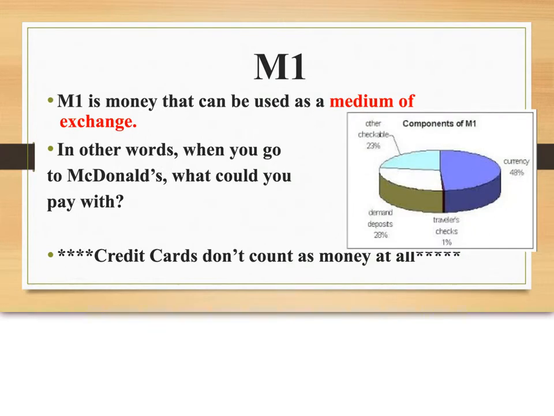So M1 is money that can be used as a medium of exchange. In other words, when you go to McDonald's, what could you pay with? And so when you think about what you could pay with, that's what M1 is. What can you pay with right now that you don't have to exchange into something else?